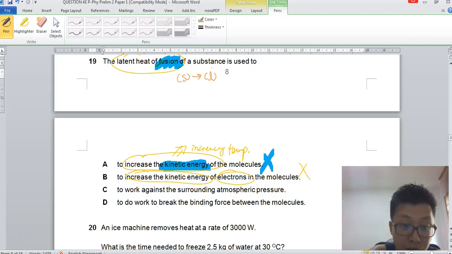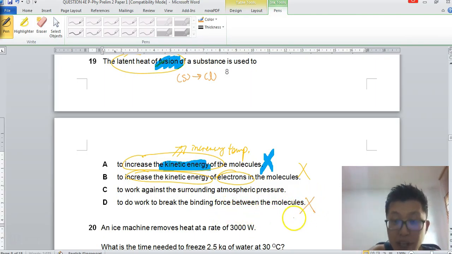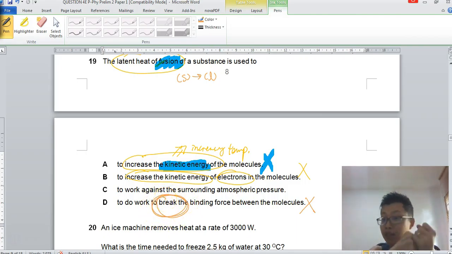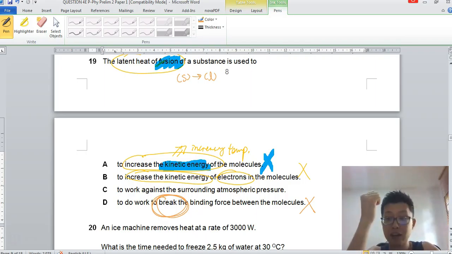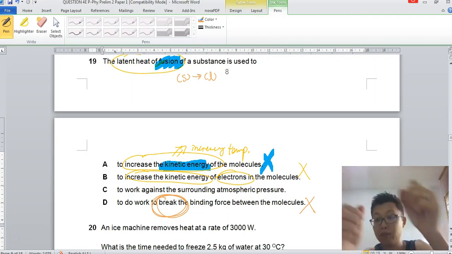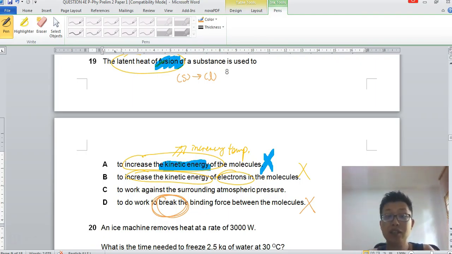So therefore, D is not correct as well, because it is not breaking them. For fusion, it is not breaking. It is just weakening. But for latent heat of vaporization, from liquid to gas, then it is really breaking. That's why the gas molecules can now move freely around. So D is also not correct. Okay, so therefore you are left with C. And you will ask me, teacher, what's C? How come suddenly there is atmospheric pressure now?